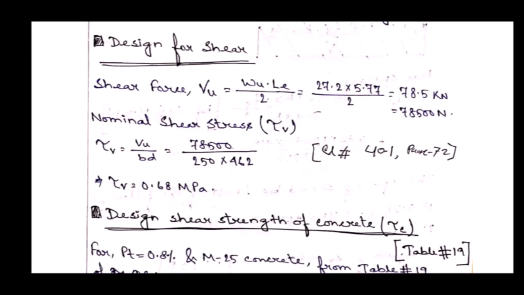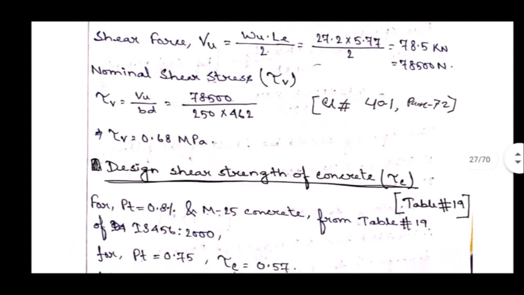So nominal shear stress tau v is equal to Vu by bd. We know that formula. Otherwise, you may find this formula in clause 40.1 of IS 456:2000. This is already written in it. So Vu is 78,500, and the cross sectional area is 215 into 462. That means tau v is equal to 0.68 MPa.